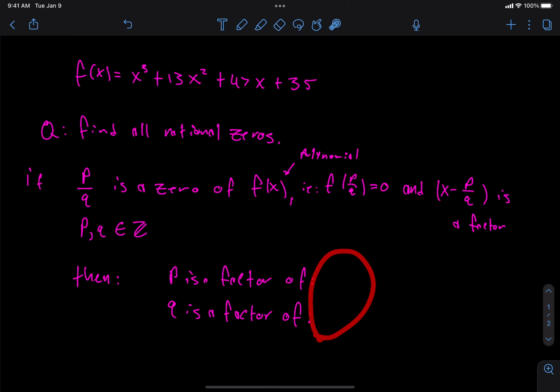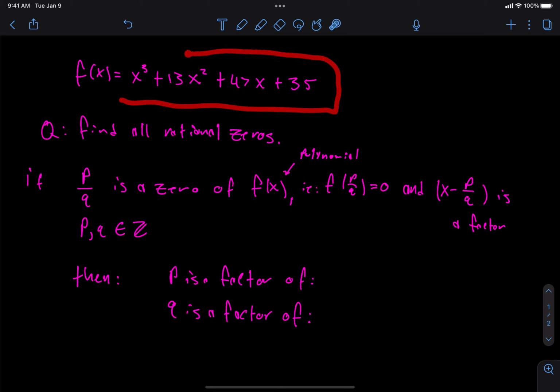Can anyone help me? If P over Q is a zero of a polynomial, then the numerator should be a factor of what number? Well, what numbers are going to be relevant in this polynomial for the rational zeros test? 1 and 35. Where do those numbers come from? 35 is the last number, and 1 is the leading coefficient on the first term. So we know that one of them needs to go here and one of them needs to go here.